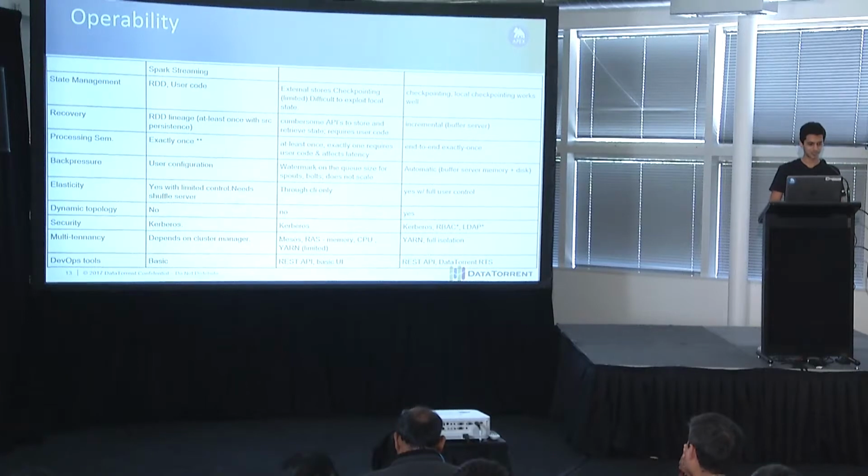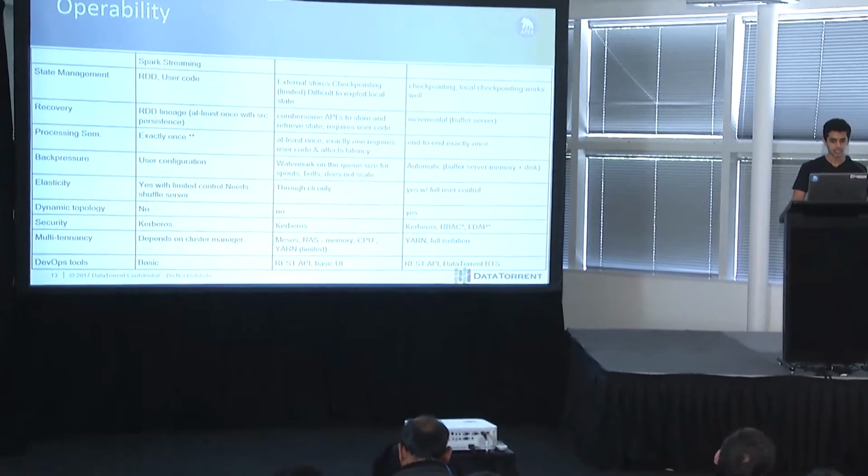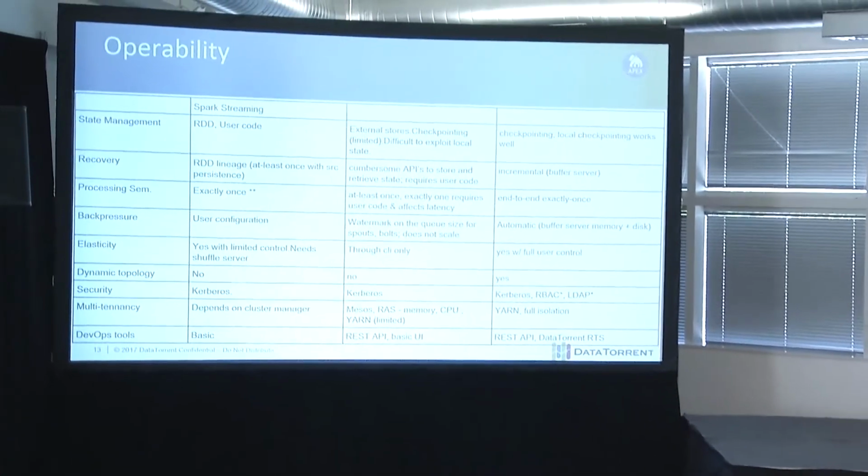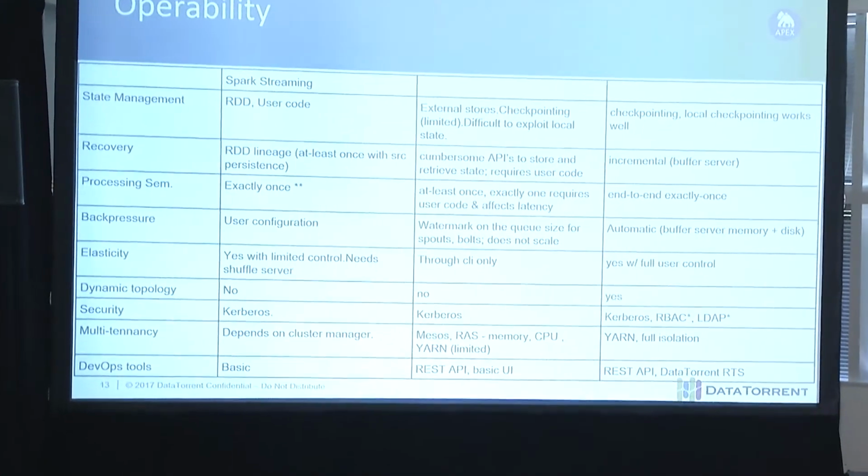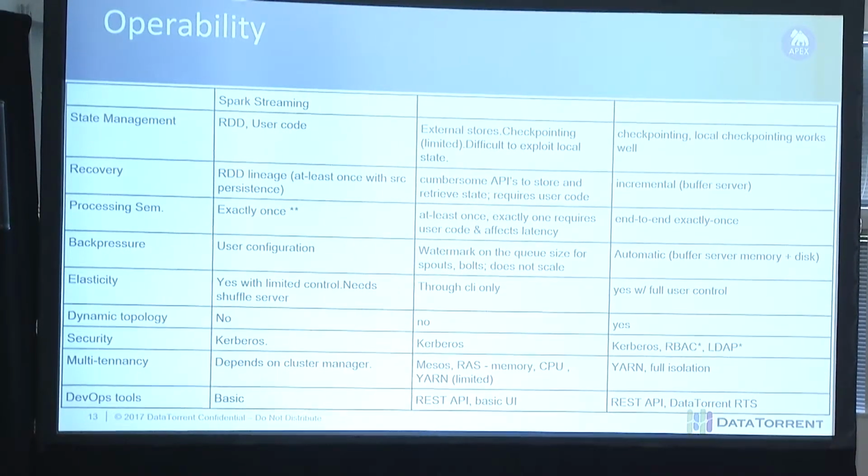In terms of state management, it's done vis-a-vis RDDs, and the user has to write a lot of code with Spark. With Storm, you have this notion of external stores. Redis is supported out of the box. So you could checkpoint your operator state or your spout or bolt state to a third-party store. Again, local scaling does not work out very well because you have to do all those network calls. In Apex, checkpointing is done out of the box and works exploiting local state.